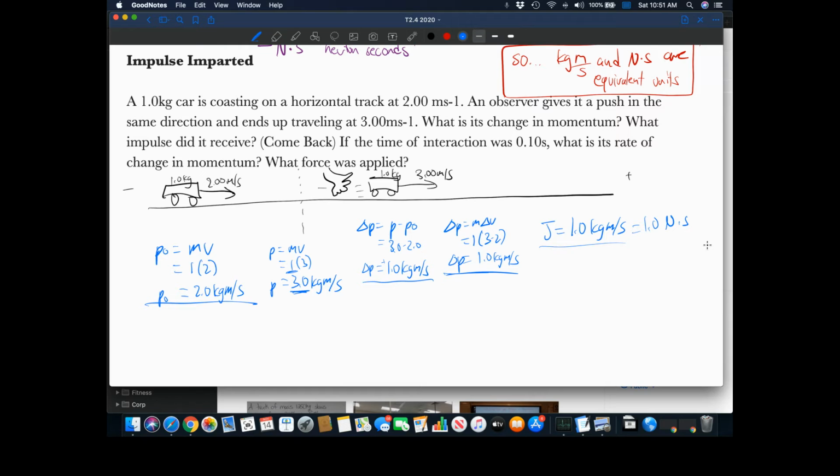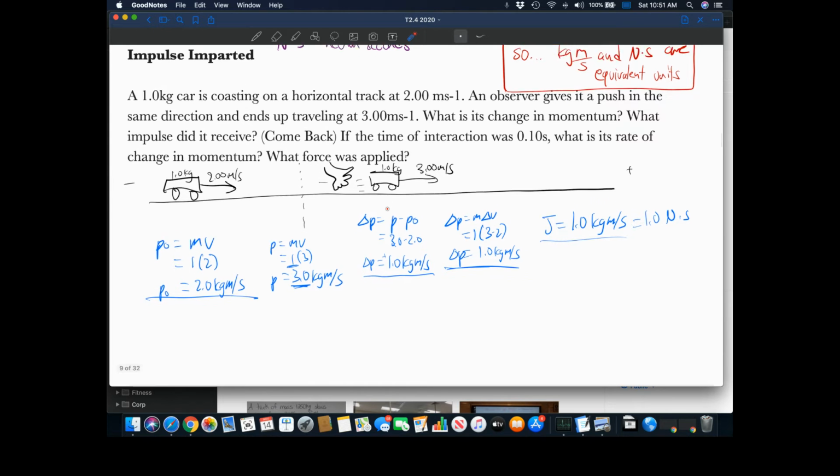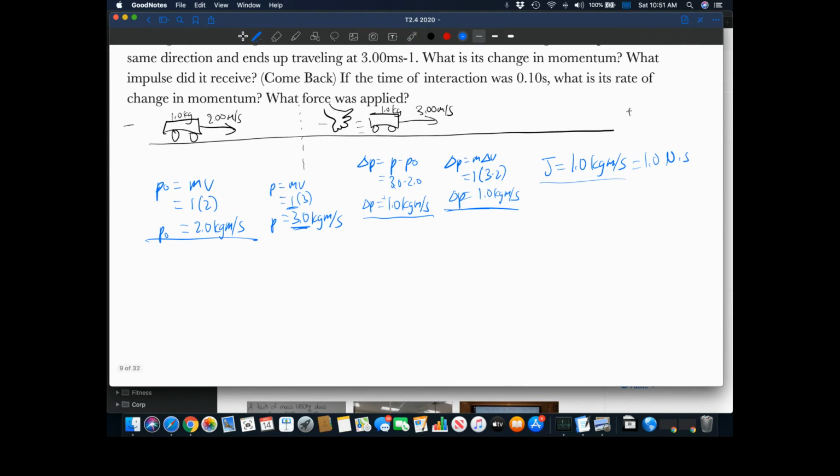Now, of course, you can see then that the reason that momentum changed is because a force was applied for a certain amount of time, and that brought about a change in momentum. That change in momentum being equal to the impulse that was imparted. All right, so what impulse did it receive? What is the rate of change of momentum?